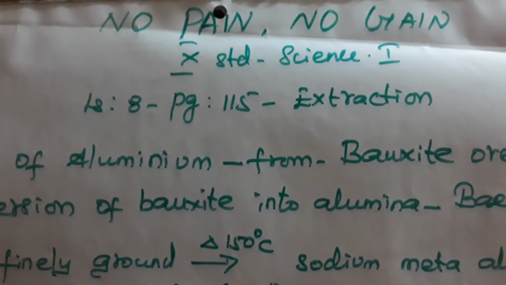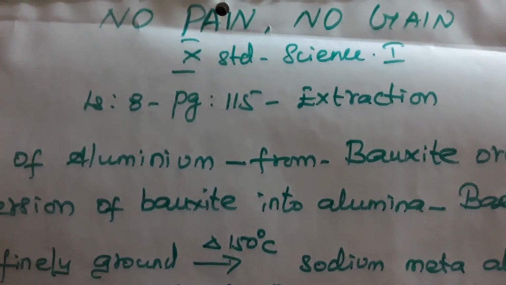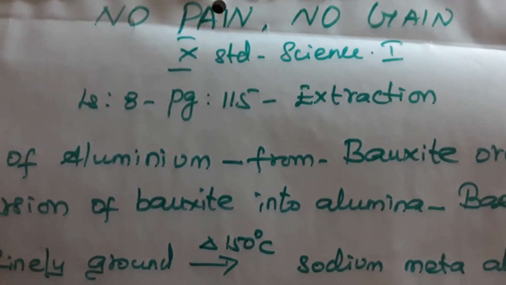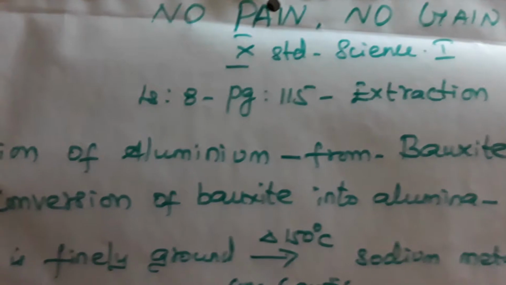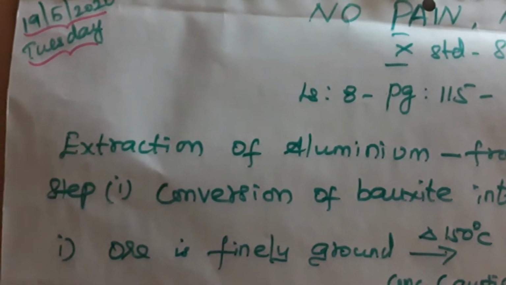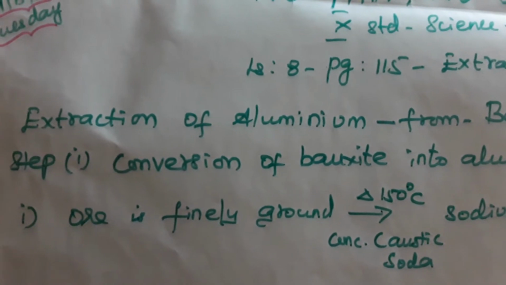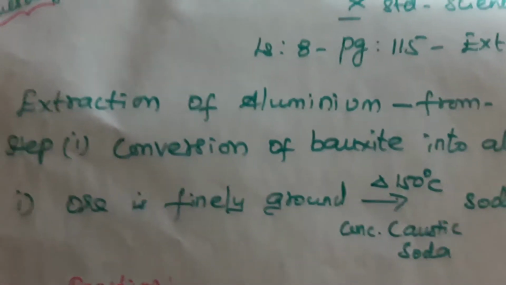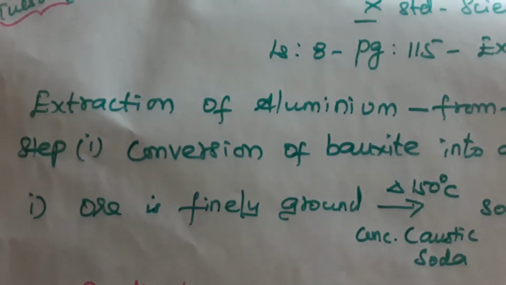Today we are going to see the topic extraction from lesson 8, page 115. I have chosen this topic because extraction is very important in chemistry. In our book there are 3 extractions given in total. Today we are going to discuss 2 types of extraction.